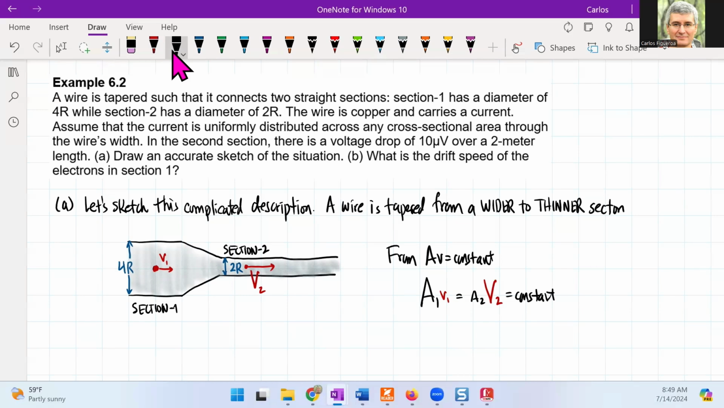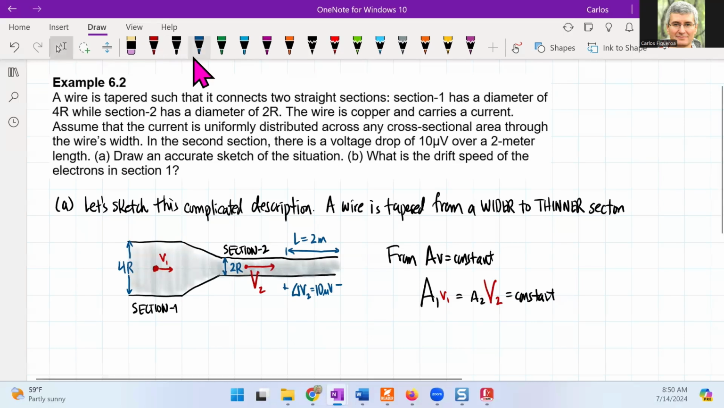So then they're telling us that there's a voltage drop across a 2-meter length. So let's set that up. So let's say that from here to here, this is my length, which is 2 meters. And then I'm going to have a voltage drop from here to here, which I'm going to call delta V2. And they say it's 10 microvolts. So that's my picture right there.